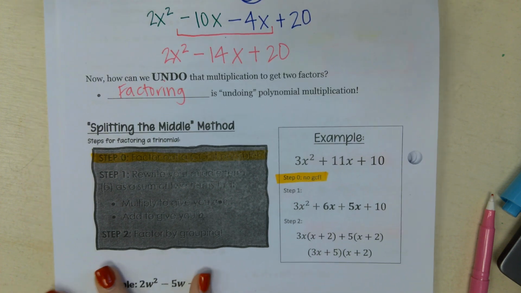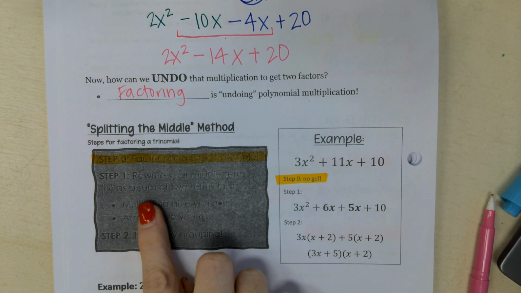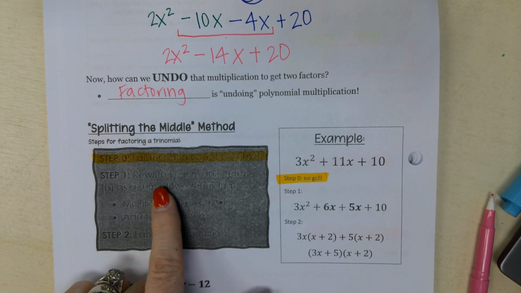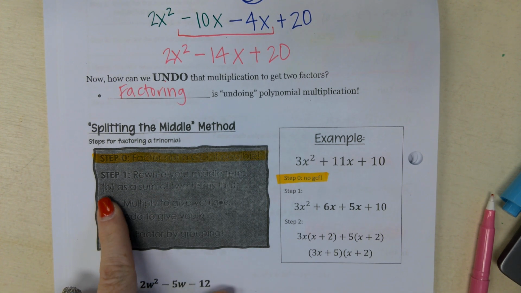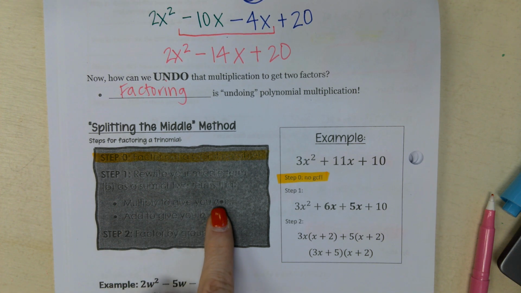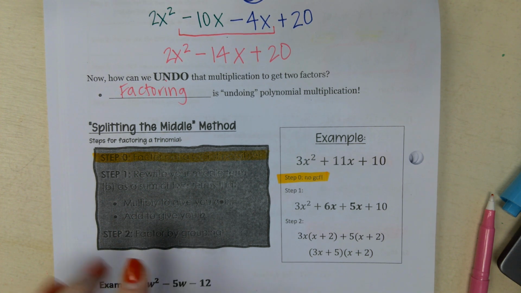Okay, this is where I want to look at these steps, and I know it's hard to see up here, but you should have it on your paper. It says rewrite your middle term, B, as a sum of 2 terms that multiply to give you A times C and add to give you B. Well, what in the world does that mean?